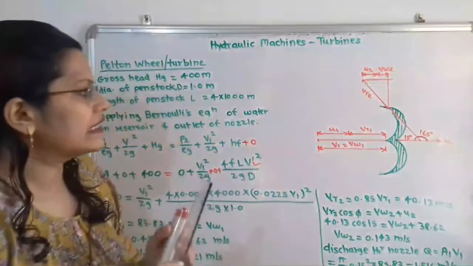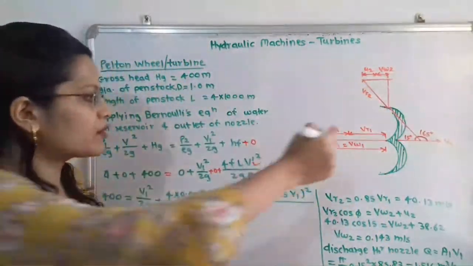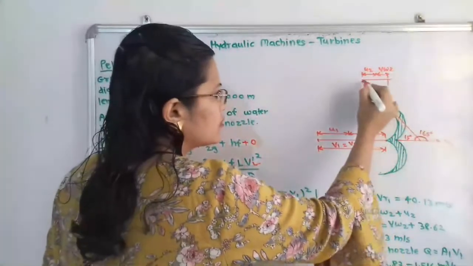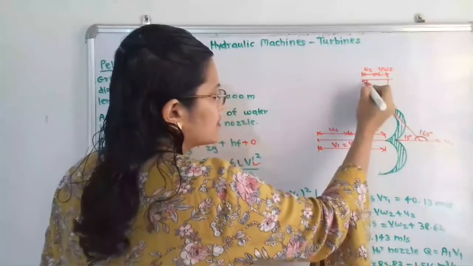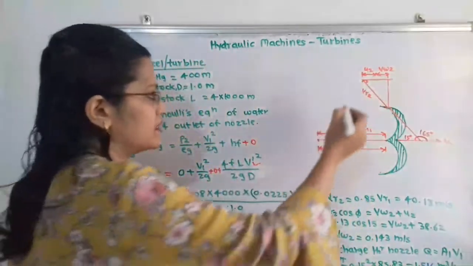So here is also angle phi, because this is the horizontal line, here is also a horizontal line, and this is the common line. So the opposite angles are the same. So here the angle is 15 degrees.